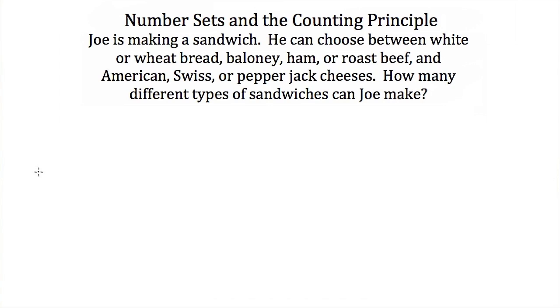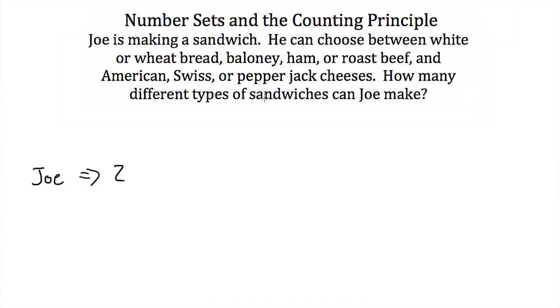So let's look at an example. Here Joe is making a sandwich. He can choose between white or wheat bread, bologna, ham, or roast beef, and American, Swiss, or pepper jack cheeses. How many different types of sandwiches can Joe make? Well, we have Joe, and he's going to make a sandwich. His first choice is to choose between white or wheat bread. So there are 2 different choices on the bread.